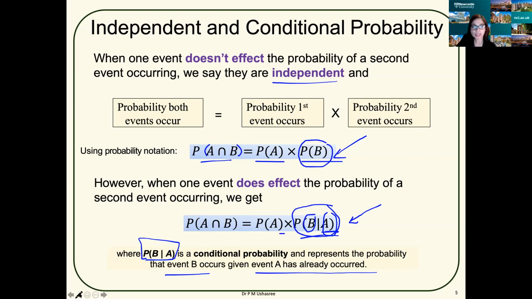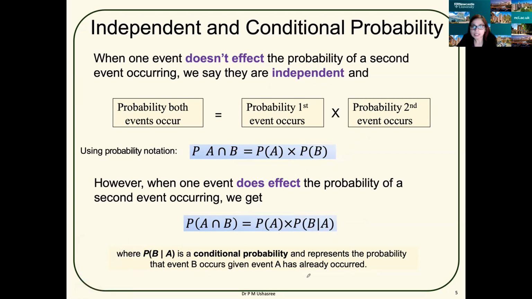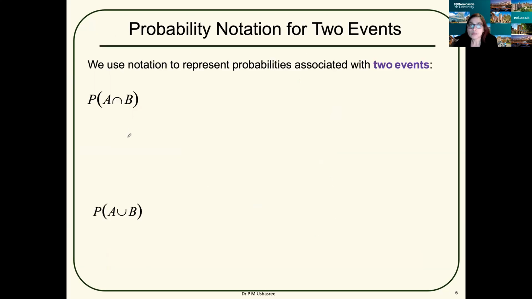So be careful with the two formulas. They're different. In one, B is independent of A. Here, B is dependent on A. That is why the probability has changed. Okay, so now let's go to the formula.